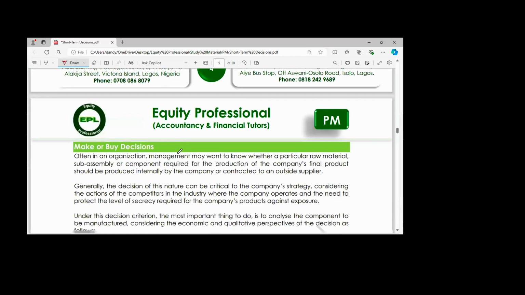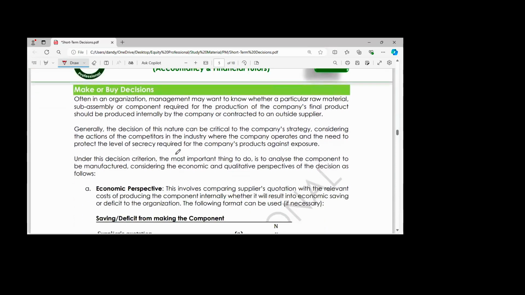So let's move to make or buy decision. Now, let me inform you. Make or buy decision is a very important aspect of short-term decisions because it also cuts across some other topics under performance management. So you must take your time to understand the concepts, so that wherever you see it, once you understand the concepts, you can do no wrong. So you'll be fine at the end of the day. That's the implication. So let's talk about make or buy decision.